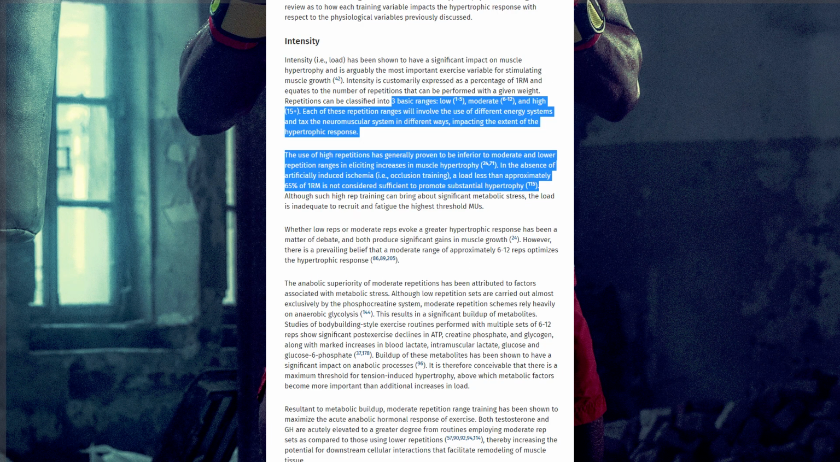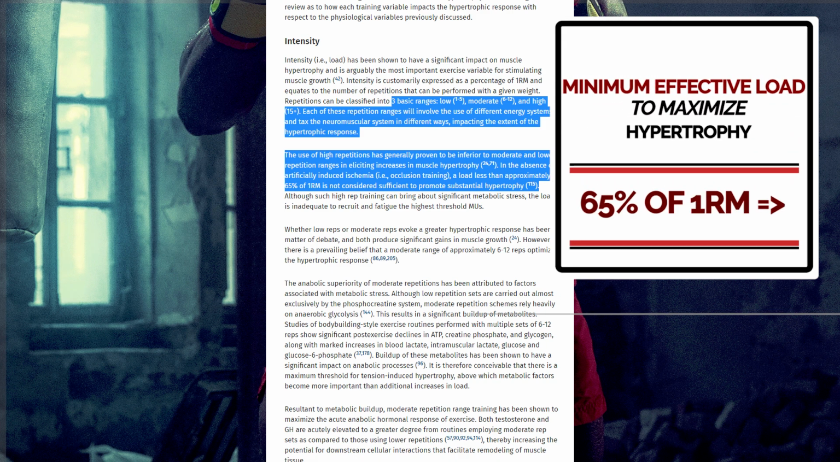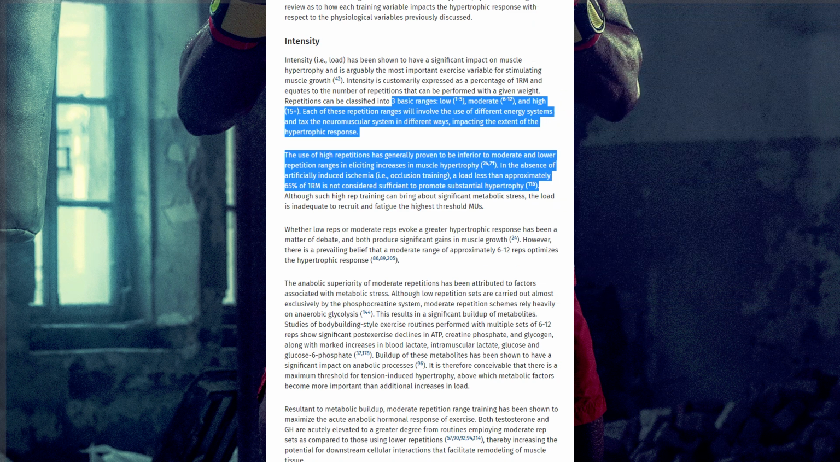Moving on to our next research, it details the three basic rep ranges, that is low 1 to 5, moderate 6 to 12, and high 15 plus, and states that moderate rep range is superior to low and high rep ranges. And the reason for this is basically the same reasons, how it elevates testosterone and GH levels. It also states that it is absolutely crucial to use a weight of at least 65% of 1 RM in order to promote substantial hypertrophy.